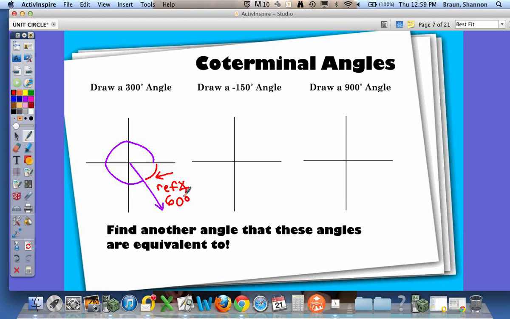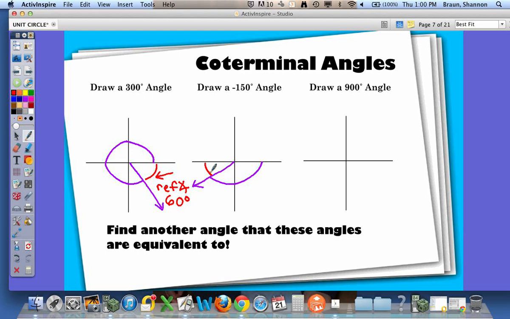Okay? Negative 150-degree angle. I'm still starting here. I've rotated negative 90, and another 60 would get me to negative 150. Remember that that's coterminal, and that would be the exact same thing as rotating how many degrees in a positive direction? 210, okay? And so my reference angle is, again, the angle back to the x-axis.